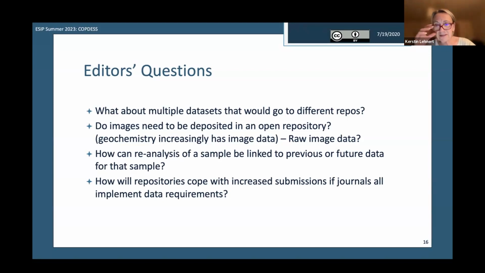And I really think that this sort of fine-grained level of discussion within the domains directly with the editors is a critical part of what COPTIS should be doing. I think that's it.